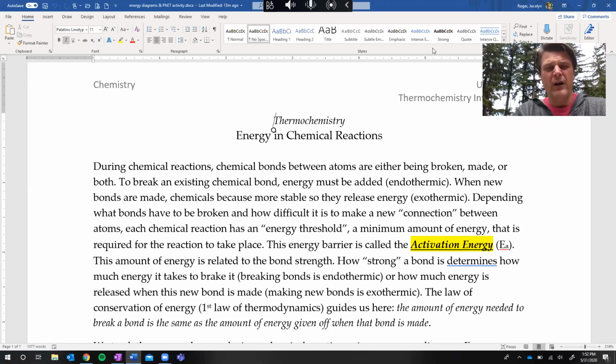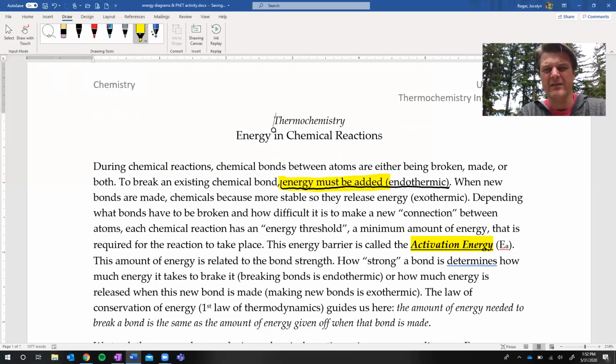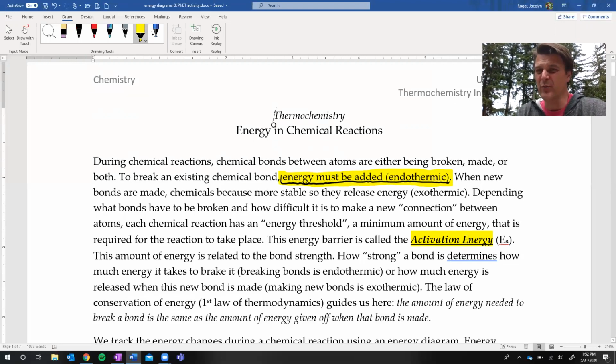Now, whenever energy is being added, this is called an endothermic reaction, right? This is in your notes right here, second sentence. When energy is being added, this is called an endothermic reaction. So this is when you're trying to break some bonds. The energy could also be released, right? So a release of energy is called exothermic. So a release of energy is an exothermic reaction.